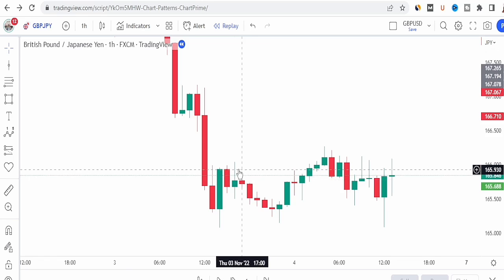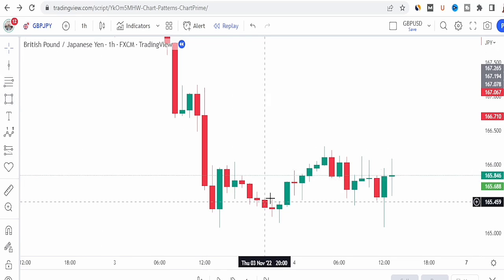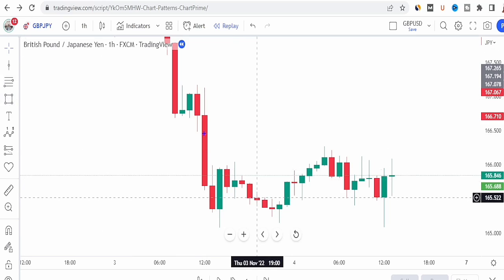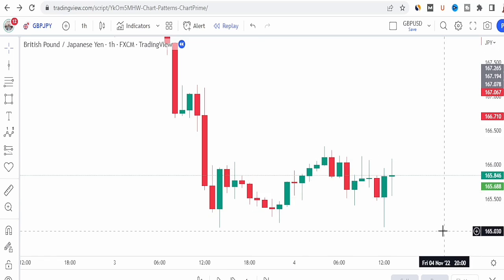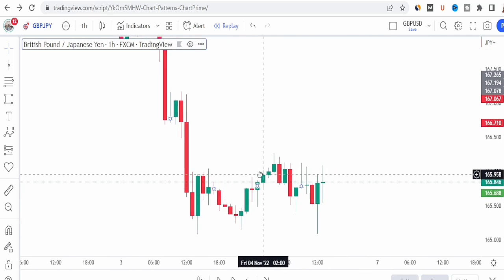So in this case, we are going to use this example right here. You can see that from this point right here, the market was moving down, up, down, up, down, and it's going in a sideways direction. This is not an uptrend, this is not a downtrend, this is a sideways direction market. So this is a sideways movement of the market.